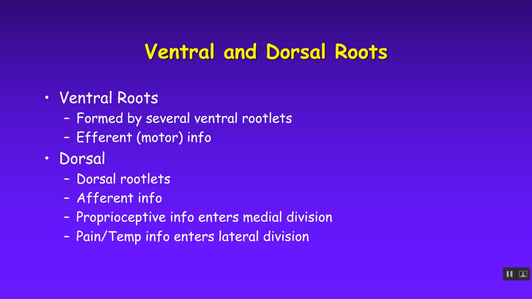Then we have dorsal rootlets. Those are afferent, so information coming in, both from the standpoint of proprioception, pain and temperature, but also autonomic function, at least sympathetically at levels of T1 to L2, or in that region there, okay? Proprioceptive information enters the medial division of those dorsal roots, and pain and temperature, the lateral division.